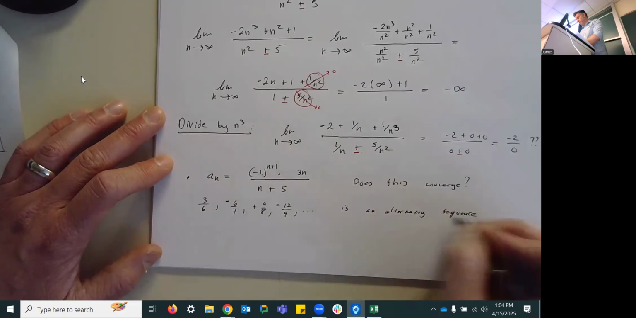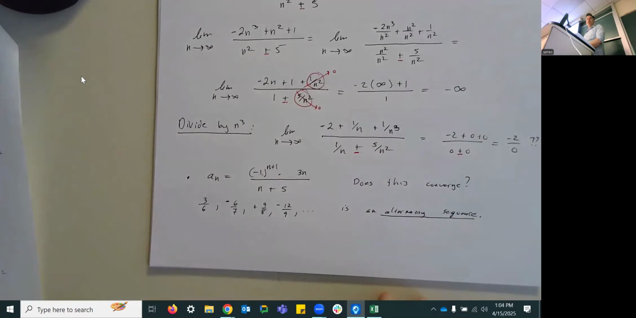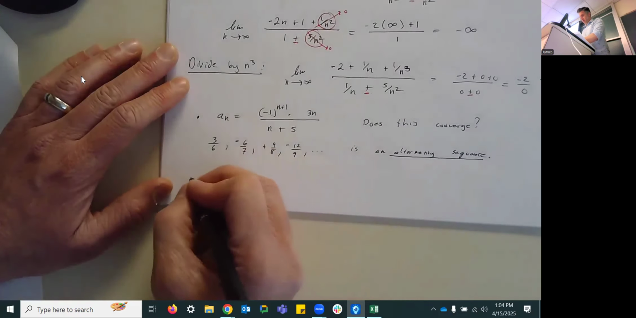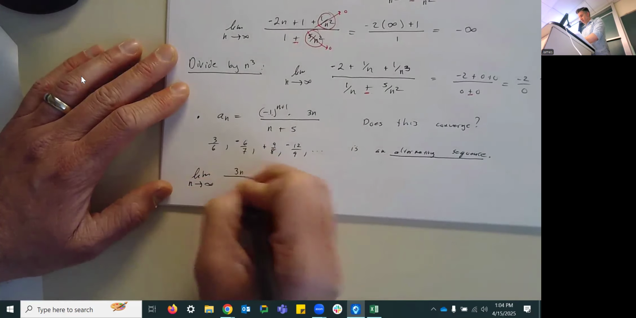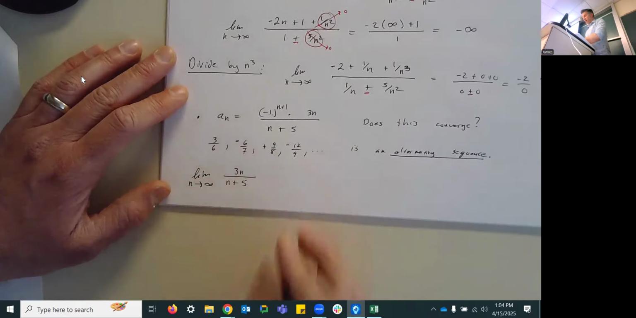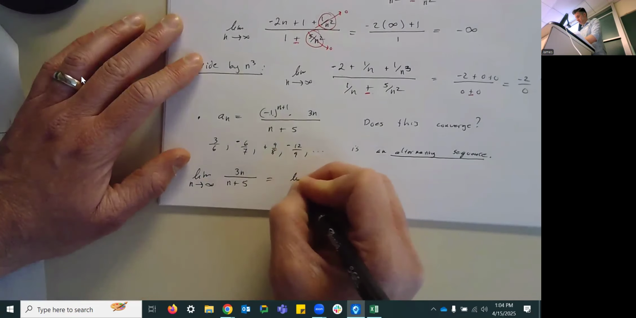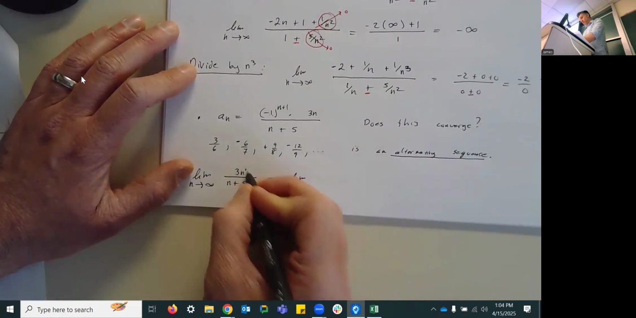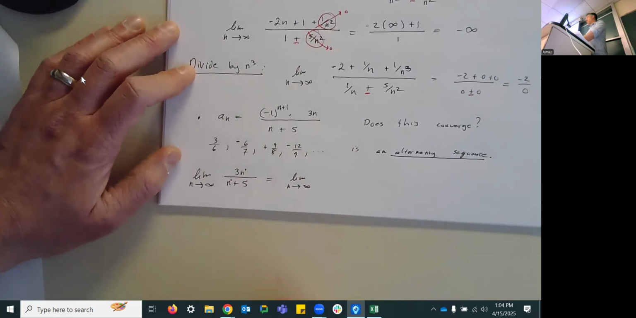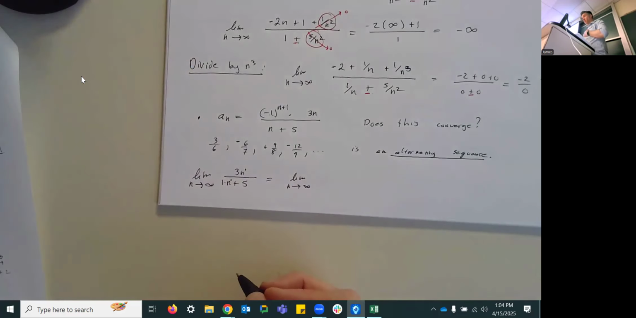Determine if the limit exists. We're going to look at the sequence as if it was not alternating. So if we take the limit as n goes to infinity of the non-alternating part, 3n over n plus 5, what are we going to get? Well, there is a shortcut for this. The shortcut is if the highest power on the top and the bottom are the same, the limit's equal to the quotient or fraction of those leading coefficients, which would be 3 divided by 1 in this case.